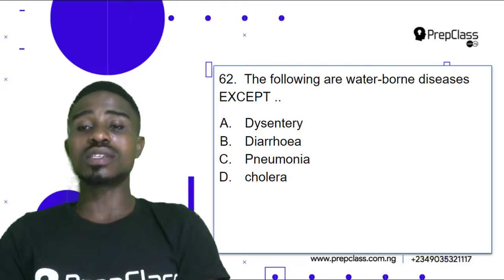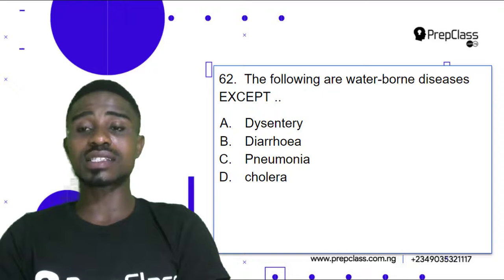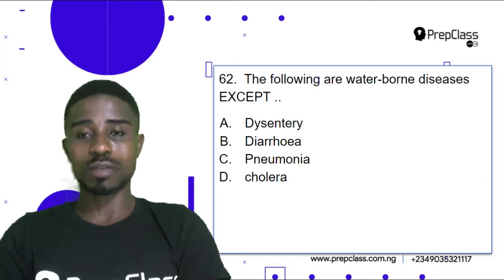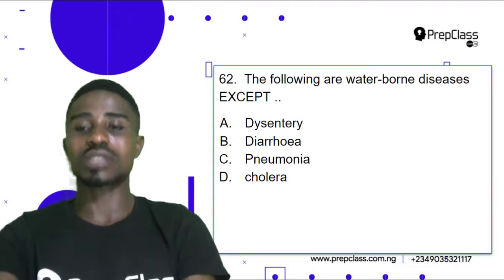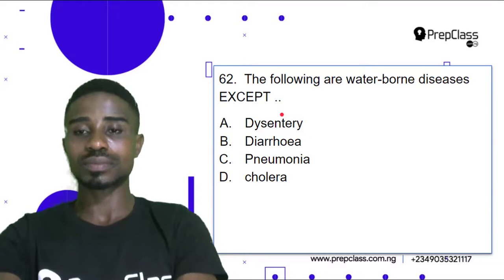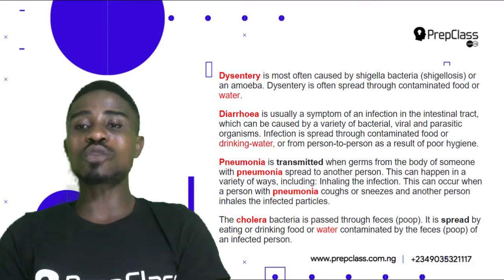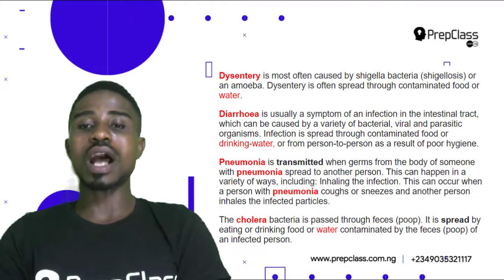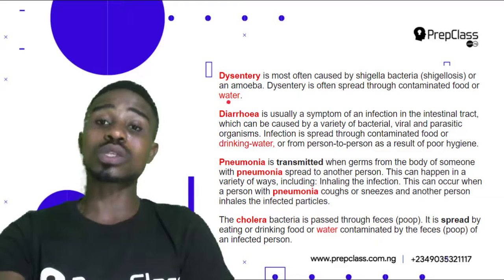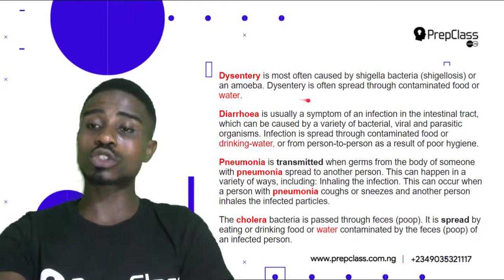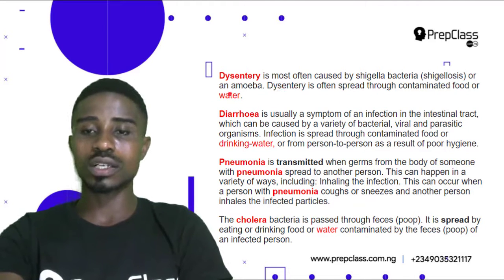Now, talking about waterborne diseases, they are diseases gotten from water. So, which one of these options is not a waterborne disease? Let's check them out and see which one in particular. Dysentery is most often caused by Shigella bacteria or an amoeba. Dysentery is often spread through contaminated food or water. So dysentery is a waterborne disease. It is spread through contaminated food or water.